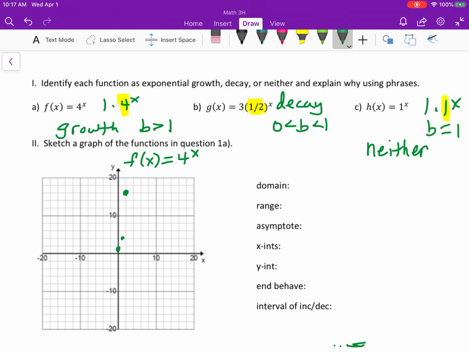Go backward, 4 to the negative 1 is 1/4. 4 to the negative 2 is really 1/16. So see, this bunches up and gets really close to the x-axis if I keep making dots like this. The overall premise here is that it's close to the x-axis, but it never ever hits it. Okay, so this would be your graph. I hate that we had to do it by 2's, but that's okay.